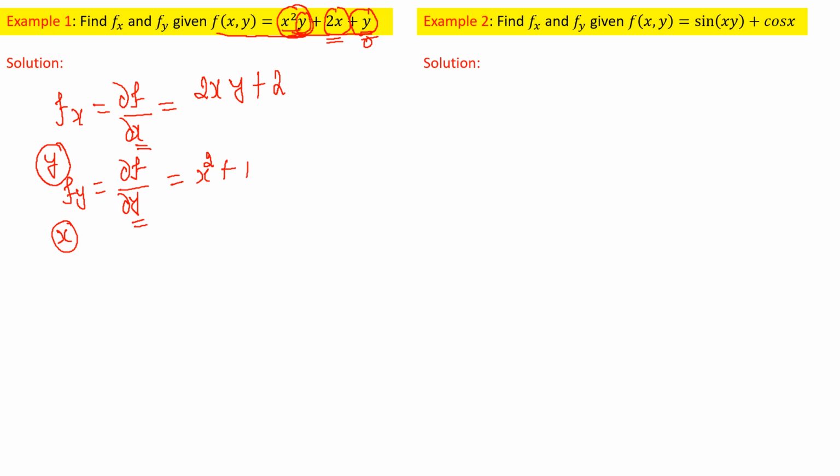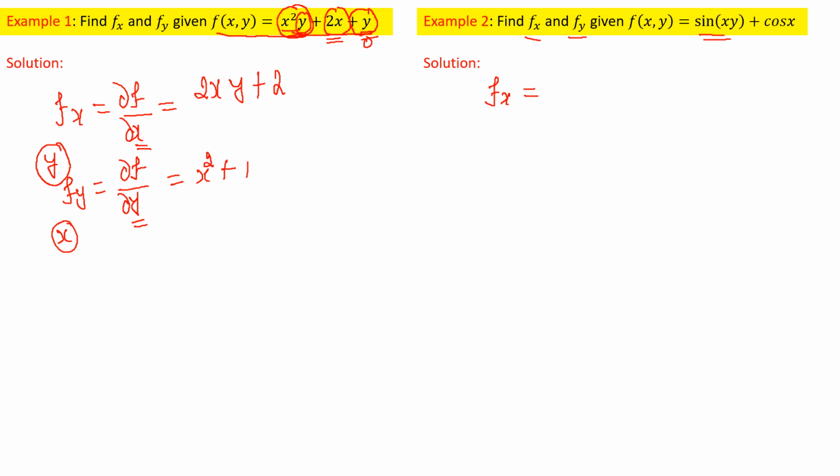So this is my answer. Question number 2. Again we are looking for fx and fy. So fx means partial derivative of the function f with respect to x. So here we have sine xy. So I have to apply chain rule.